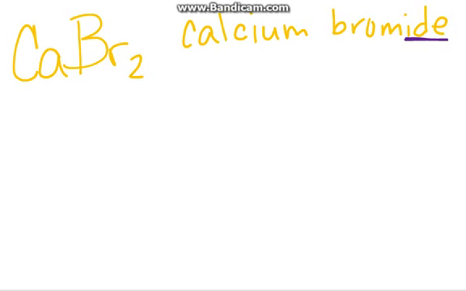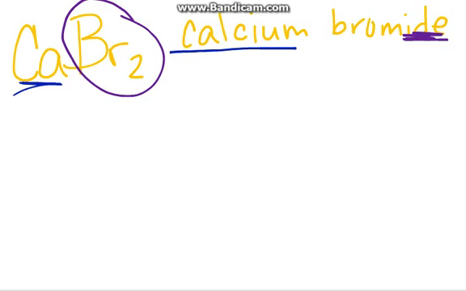That's true. Whenever you name ionic compounds, the last three letters of that last element is going to have IDE at the end of it. The first element stays the same. The word calcium, nothing changed. It's still calcium. The last name, the last element changed to IDE.